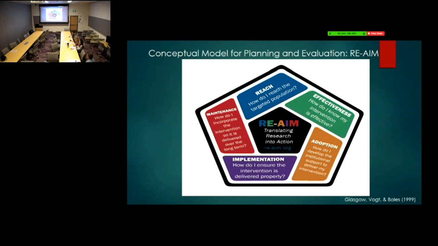Okay. So RE-AIM is one of the main frameworks to hold D&I research. Russ Glasgow developed it, so he's internationally famous for developing RE-AIM. But it's a way of thinking about what your outcomes might be with a D&I study, okay?